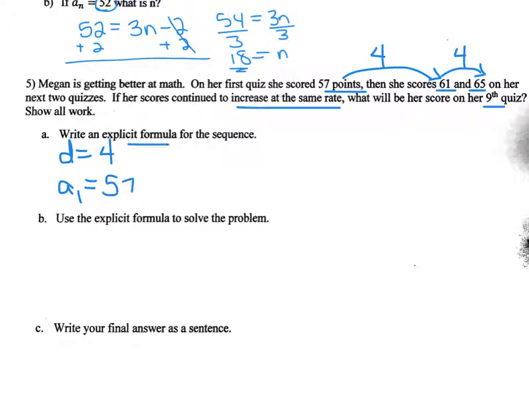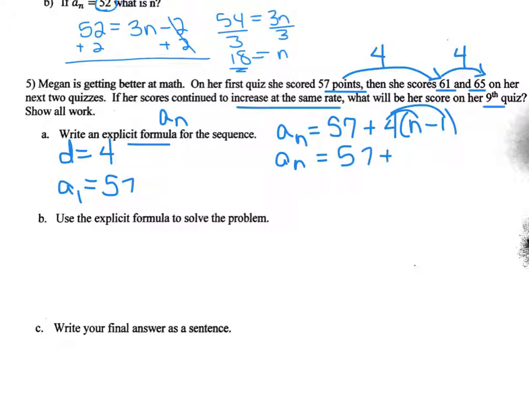So an explicit formula, that means write a sub n. What is a sub n? So a sub n is the first term plus common difference times n minus 1. Multiply it through. Plus 4n minus 4. So the explicit formula is 4n plus 53. Now we have our explicit formula. We can answer any question that we want. Use the formula. So they're telling us we have to use that to solve the problem.